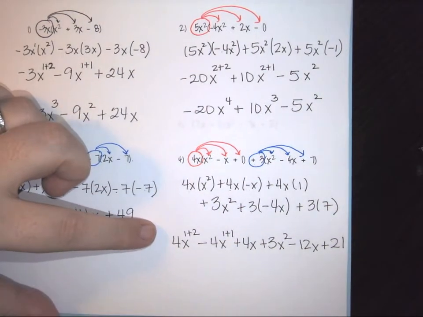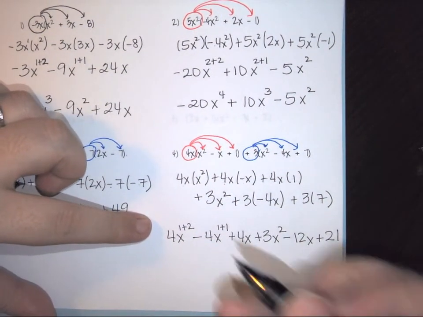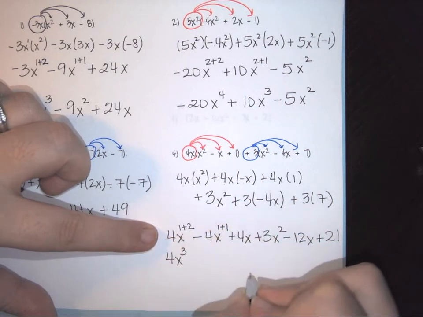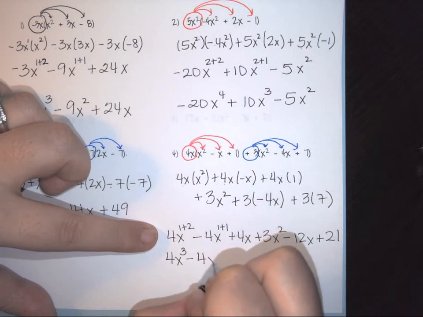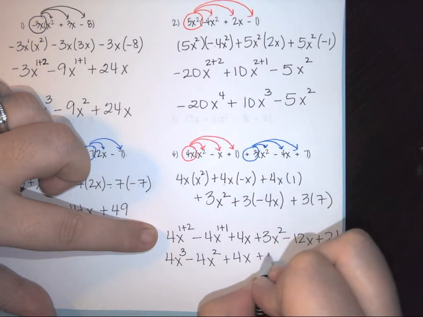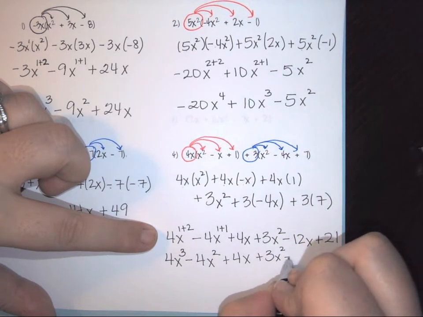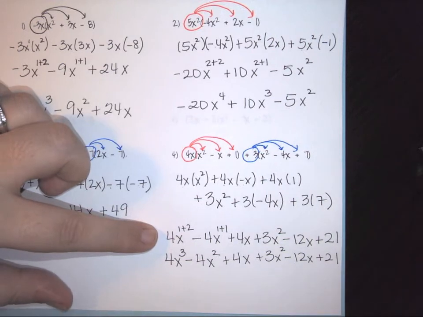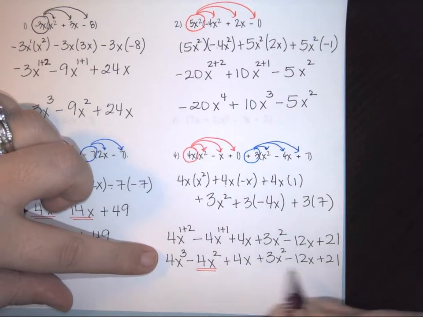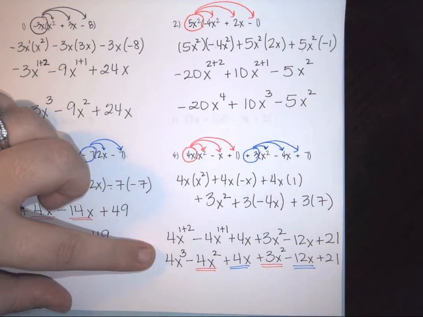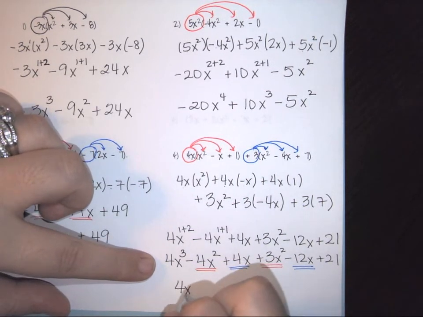I need to add my exponents together. So 1 plus 2, this makes this a 4x cubed. I have minus 4x squared plus my 4x plus my 3x squared minus the 12x plus the 21. I need to combine my terms. So I've got these x squared terms that can combine, and I have these x terms that can combine. Nothing else can.